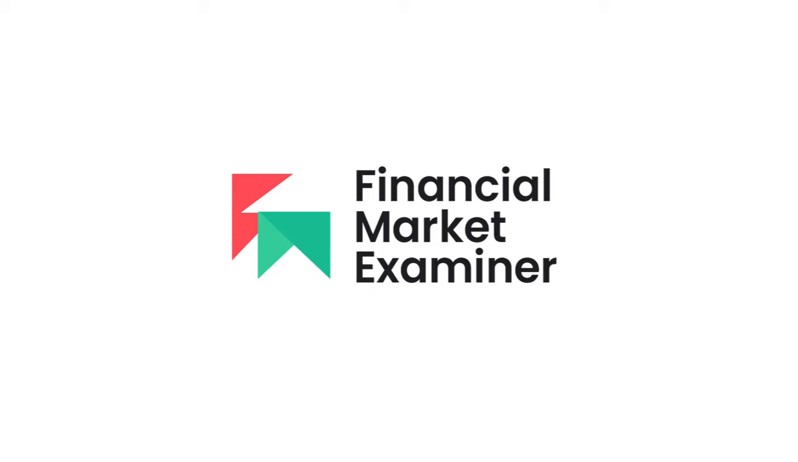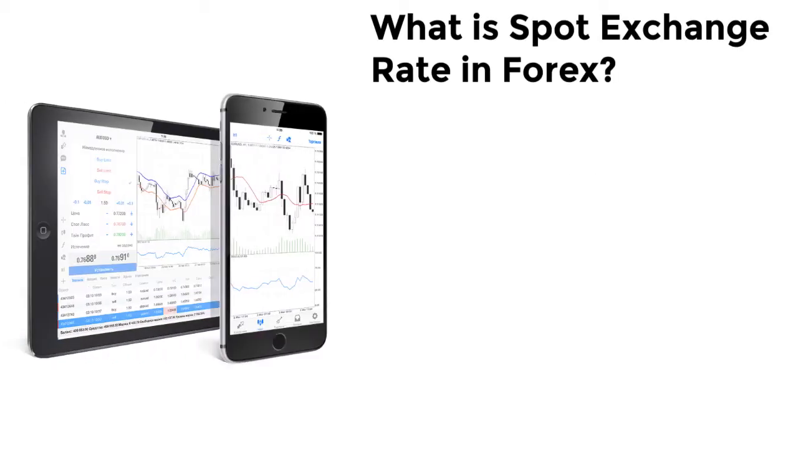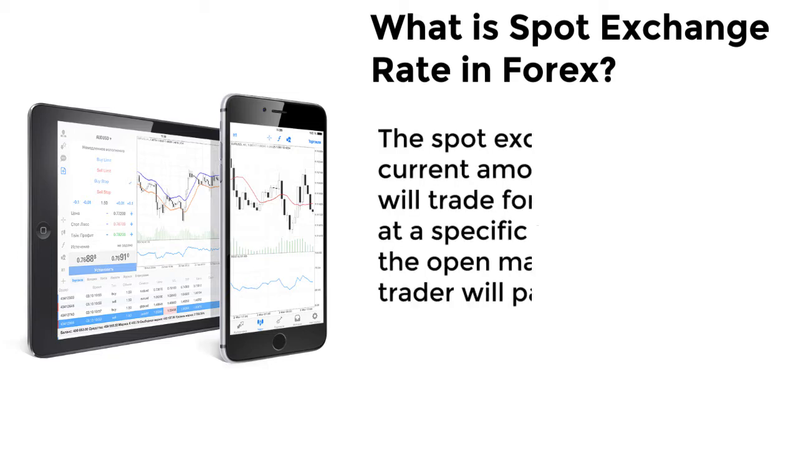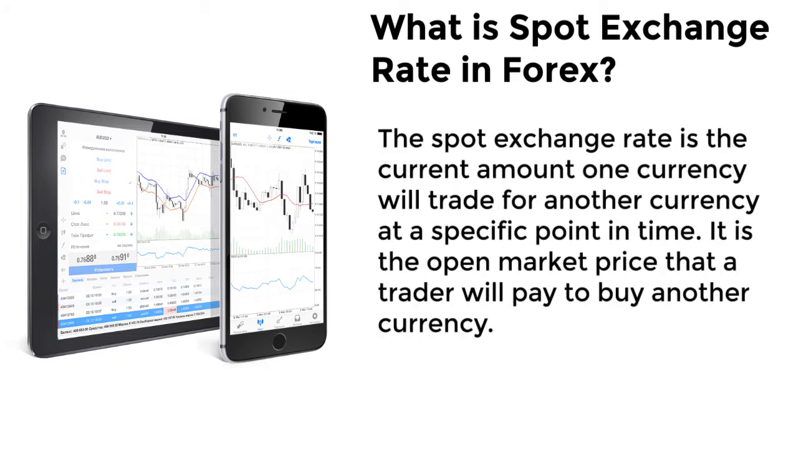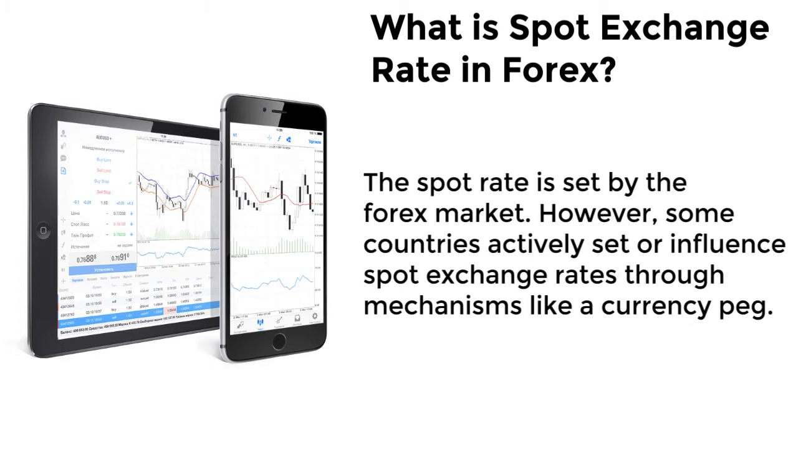In this video, we will learn about the spot exchange rate and how it works. What is spot exchange rate in Forex? The spot exchange rate is the current amount one currency will trade for another currency at a specific point in time. It is the open market price that a trader will pay to buy another currency. The spot rate is set by the Forex markets. However, some countries actively set or influence spot exchange rates through mechanisms like a currency peg.